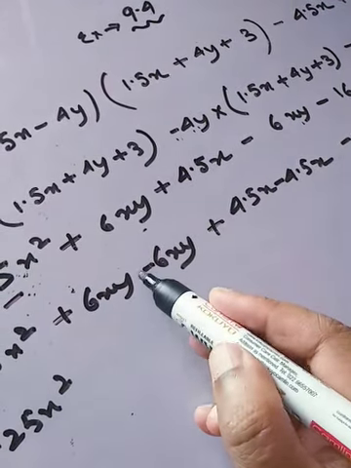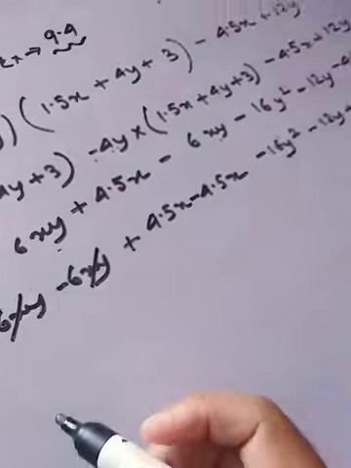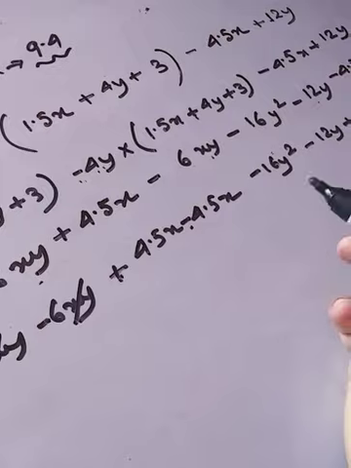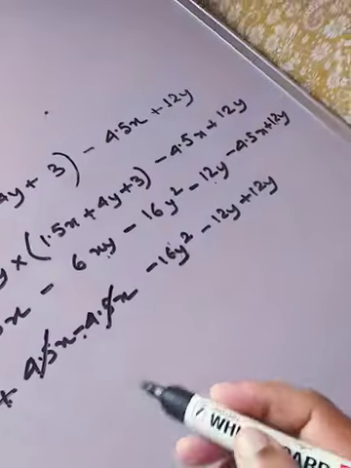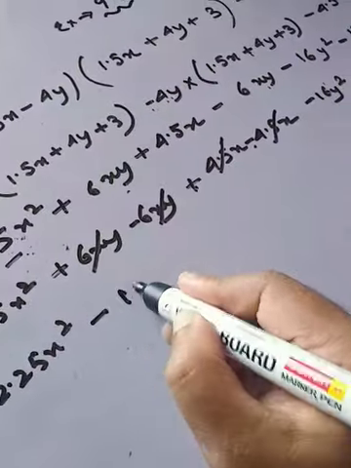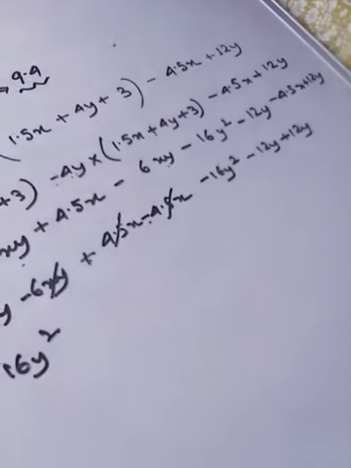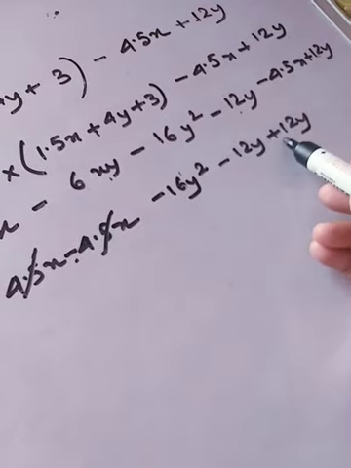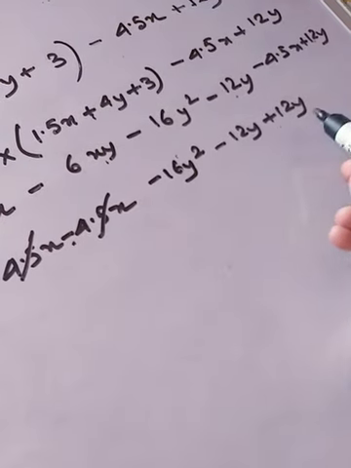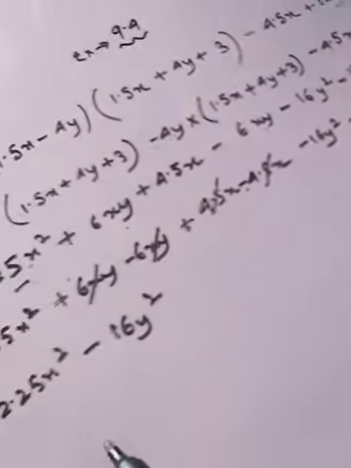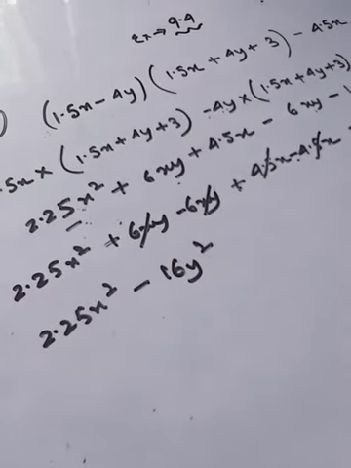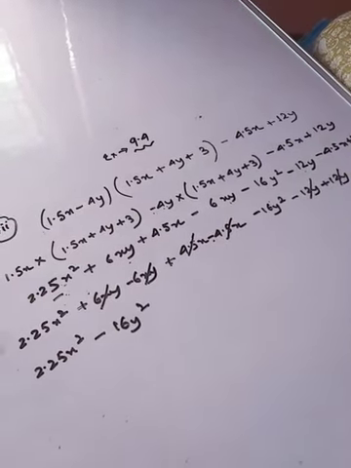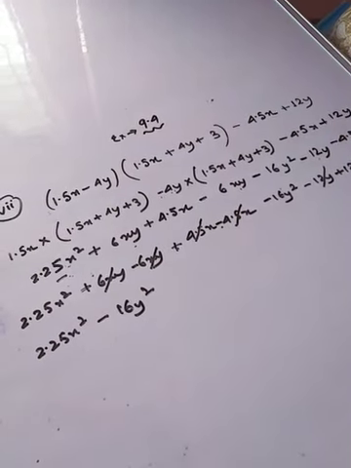Plus minus is minus. 6 minus 6 is 0. So we'll cancel this out. Plus minus is minus. So 4.5 minus 4.5 is 0. So again we'll cancel this out. So minus 16y square. We don't have any like term similar to y square. So we'll write it. We have written this. And minus plus is what? Minus. So 12 minus 12 is 0. Again 0 is coming. So we'll cancel this out. So this is your final answer, student. 2.25 x square minus 16y square. Okay. These are very, very easy.